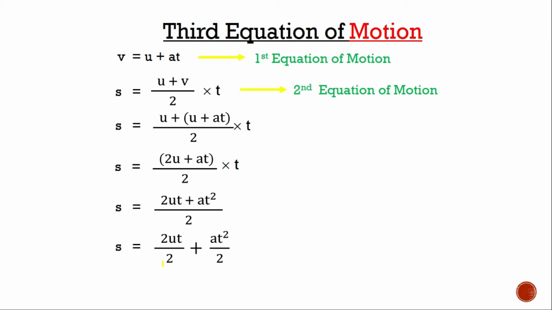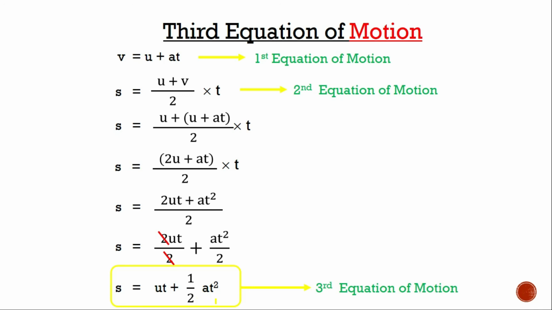And if we cancel out both these 2's, our equation will now become something like this, which is S equals UT plus half AT square. And this equation here is our third equation of motion.